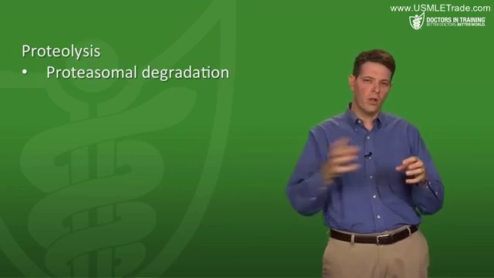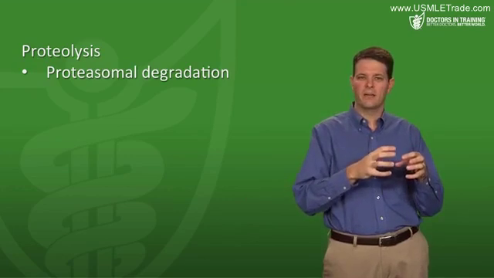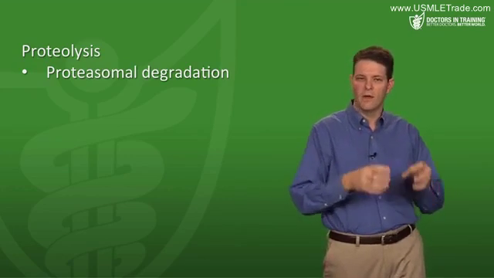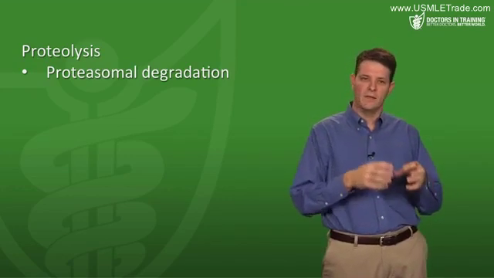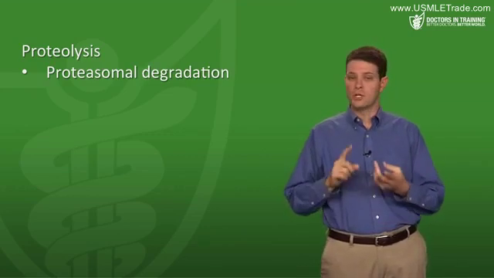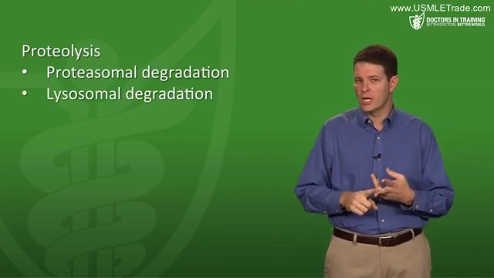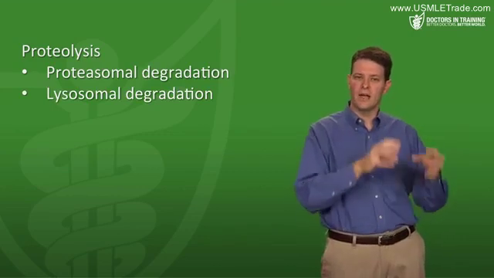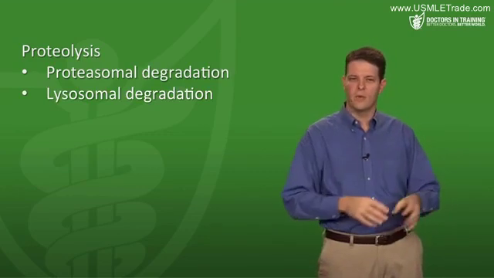Then the proteasome comes along and it contains an enzyme complex called ubiquitin protein ligase, and that recognizes the ubiquitin tag and then destroys the protein. Option two is lysosomal degradation, where the protein is sent to a lysosome and the lysosomal enzymes digest it. And we discussed that one already.